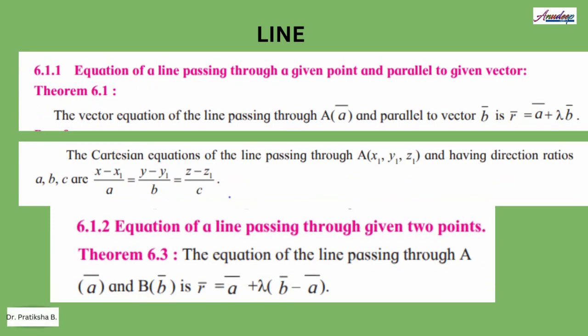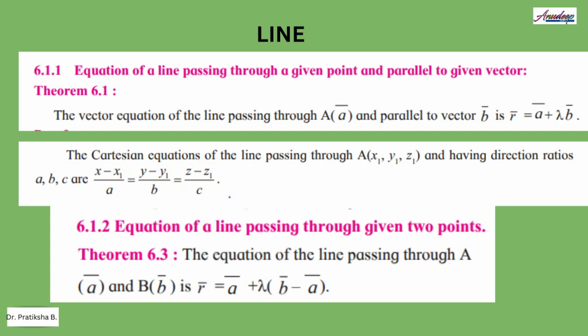Line. The equation of a line passing through a given point and parallel to a given vector is given by r vector is equal to a vector plus lambda b vector, where the line is passing through the point A with position vector a and it is parallel to the b vector.